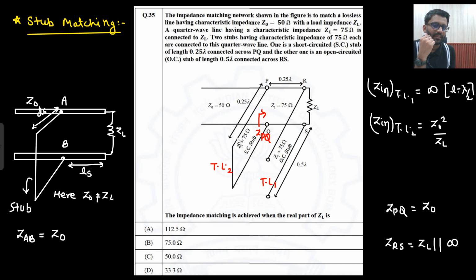What is the value of ZL? ZL is 0. ZL is shorted, no? ZL is 0. So what are you going to get? Infinity only. Here ZL is 0, so Z naught square by 0 will also be infinity.